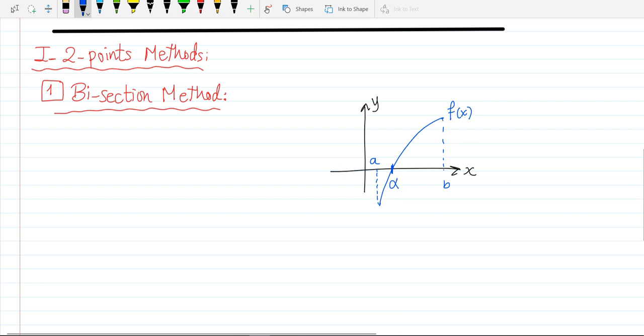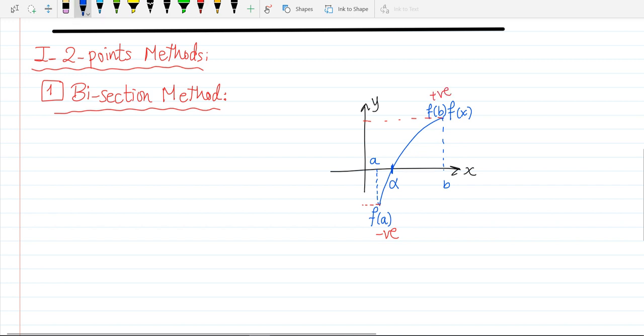And under condition, here is this f of A, and here we have the corresponding value, which is f of B. As you see here, f of A is a negative value, and f of B is a positive value.